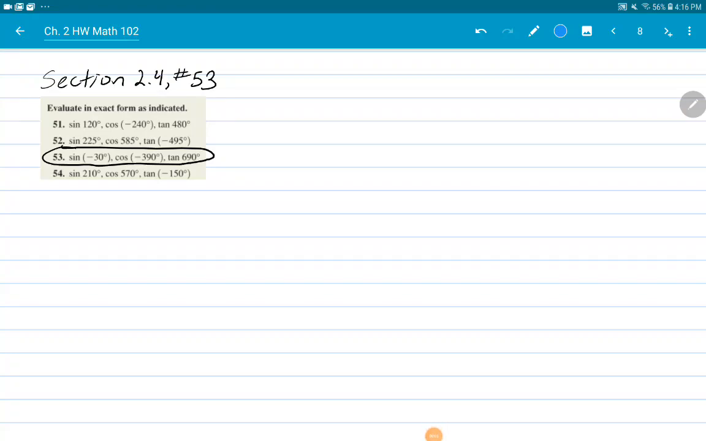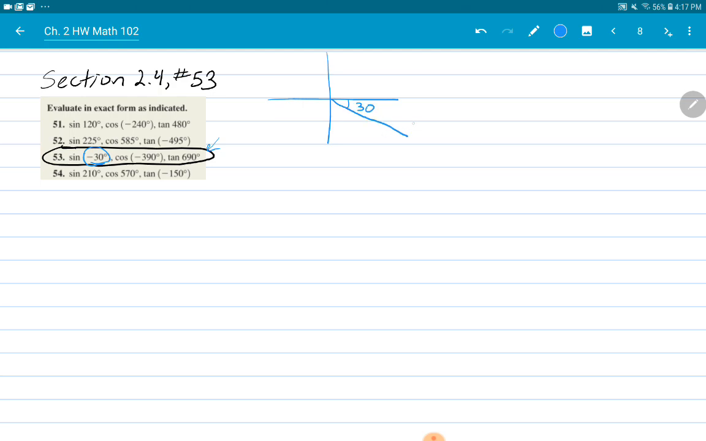In section 2.4, 51 through 54, we evaluate in exact form these three functions. So I'm going to do number 53. First of all, let's look at these angles here. So sine negative 30. Where is that? Negative 30 goes down from the x-axis. So that's about right there.